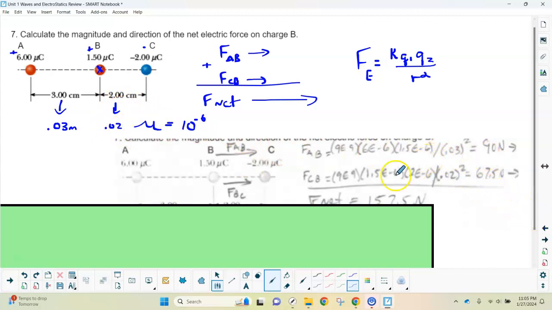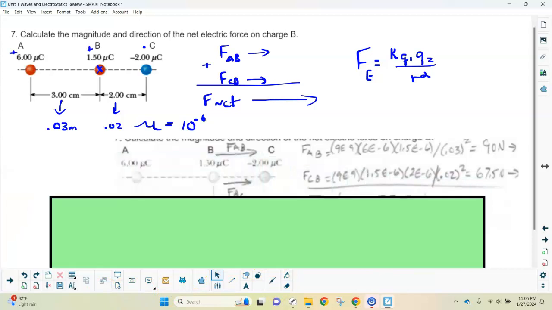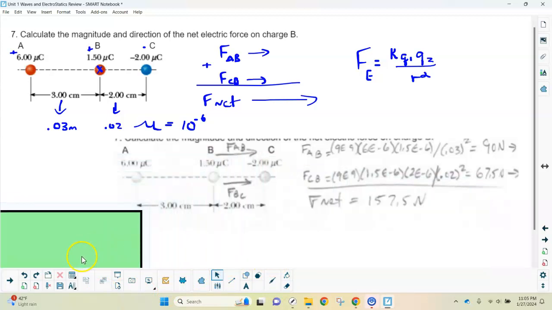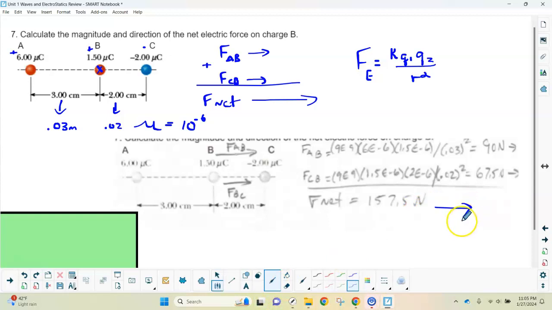So I did that equation for both of these. I did it for A on B, and then C on B. Same constant, 1.5 times 10 to the negative 6 is the same, but this time it's 2 times 10 to the negative 6. And then for the distance, it's 0.02 squared. So you get 50 and 67.5, and when you add those two together, because they're going the same way, you get the net force, which is 157.5 newtons, and it is definitely directed, and I forgot to write this, but it's definitely directed going to the right. So that is that one.